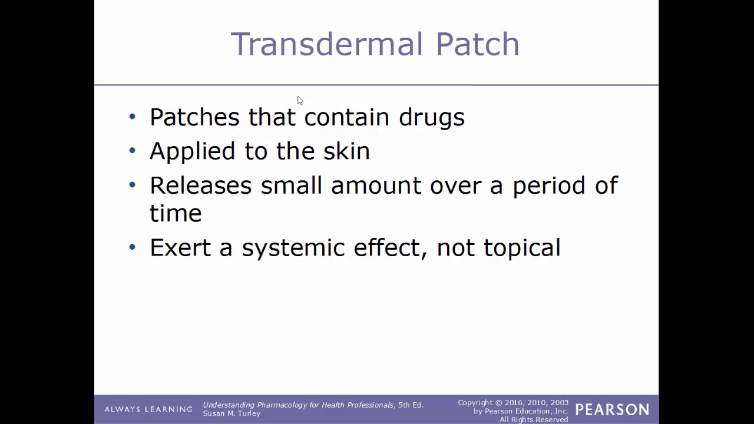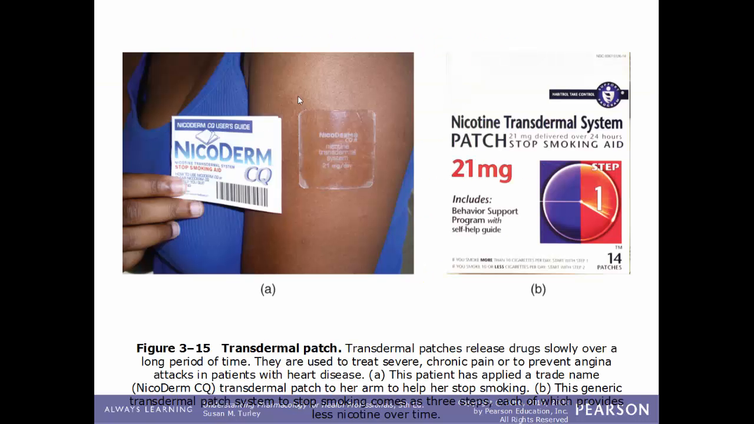Another form, a transdermal patch. This is a patch that will contain a dosage of a drug that gets applied to the skin. And these will release a small amount of a drug over a longer period of time. And drugs that are administered this way have a systemic effect, not topical. So it's going to impact the entire body, not just the area where the patch is placed. A good example of that would be NicoDerm. This is used to help people quit smoking. So instead of smoking cigarettes, this transdermal patch has a slow release of nicotine. So the person still has contact with nicotine, but it's a slow release over a very long amount of time. This is to help wean the patient off of smoking in general.